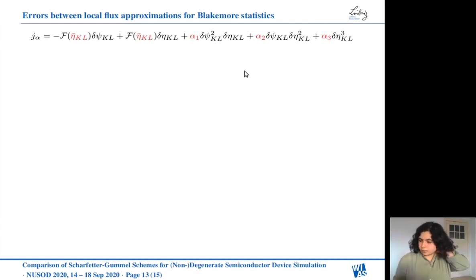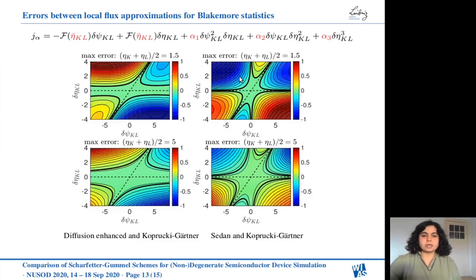We are here in the degenerated case where we use the Blakemore statistics. This means that we can use the Kuprocki-Gärtner flux as a reference solution for the generalized Scharfetter-Gummel scheme. The logarithmic absolute error between the modified schemes and this reference solution are now depicted here in dependence of the perturbation in the electrostatic potential and the perturbation in the argument of the statistics. The dashed lines here correspond to areas where the schemes coincide due to previous considerations.